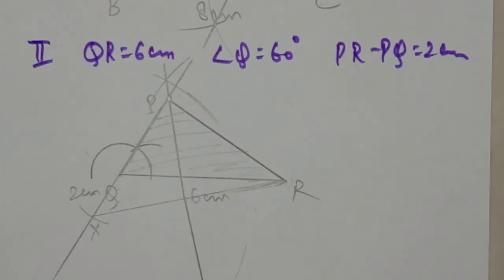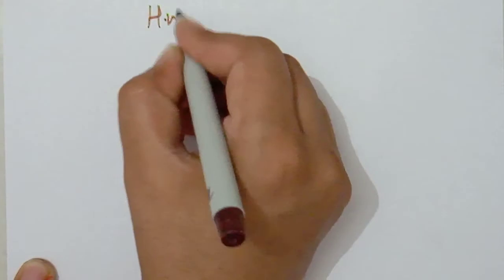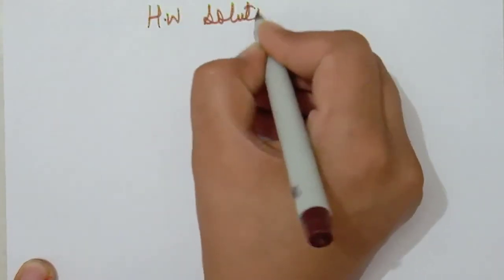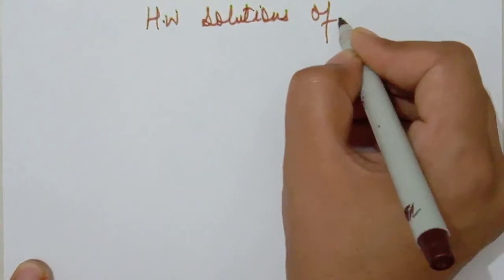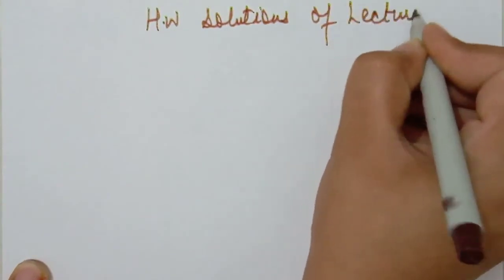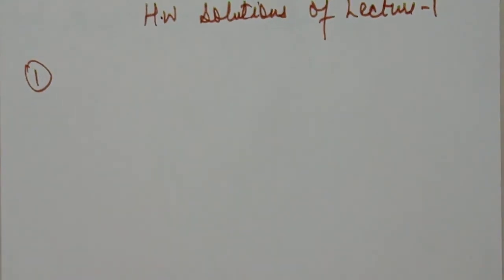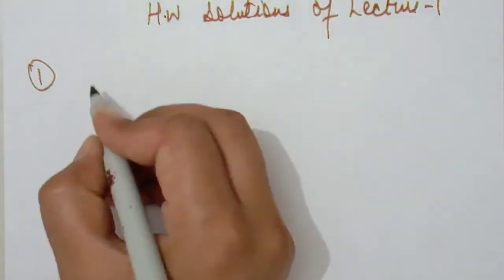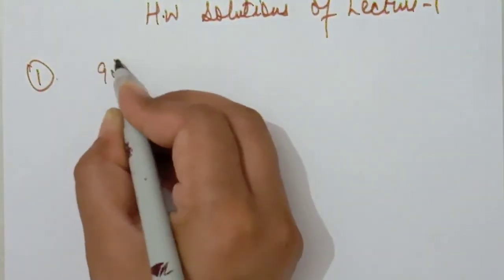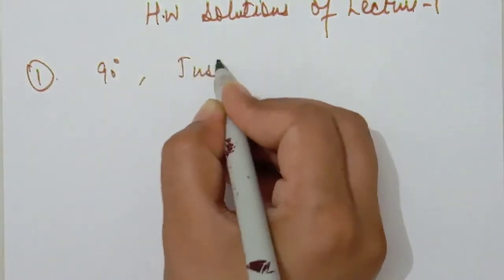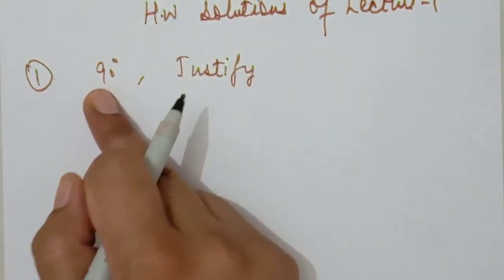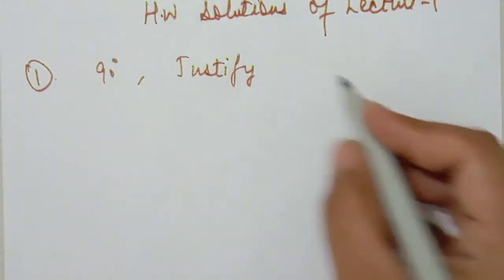Now the homework solution of your lecture 1. Students, I already explained how we will make all types of angles. Only the justification is where you have a problem. So in the first question, first of all we have to draw the 90-degree angle, and then the question is to justify your construction. I already showed you how we will draw the 90-degree angle. Now I will show you how we will justify our construction.